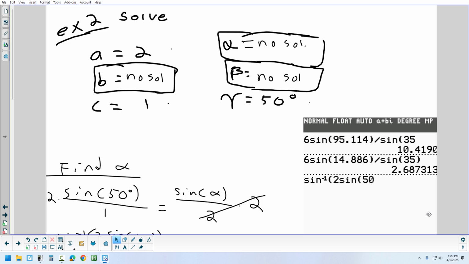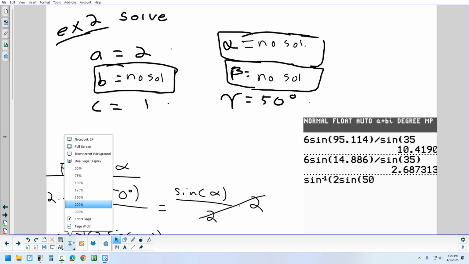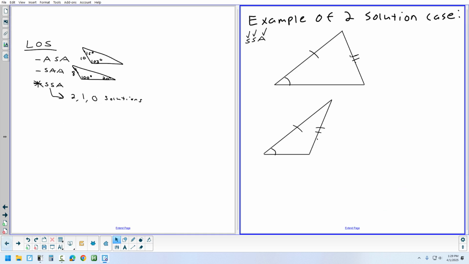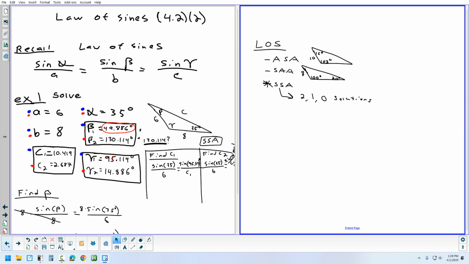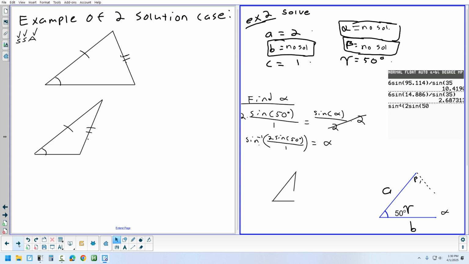Is that all we would have to write on a test, is no solution? If it's a no solution problem, yeah, I'll just have you write no solution. I'll probably just have you write it one time. Yeah, no solution. Sounds good. Okay, so any question on 2 solution, or that was the 2 solution, that was the no solution.